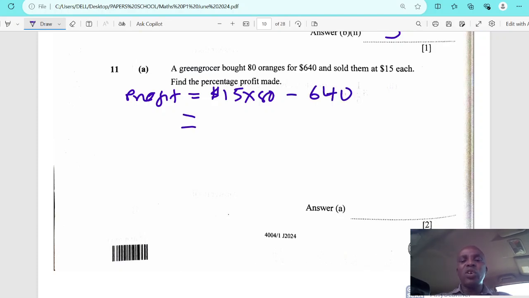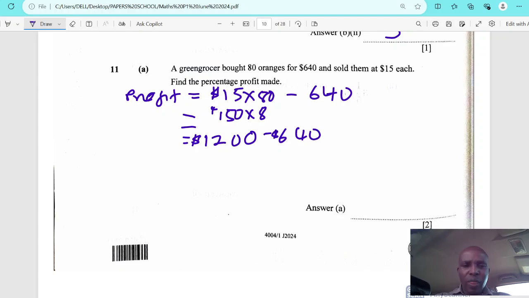Let's multiply this one, find the profit first. This is the same as 150 times 8. So it will be 8 times 0, 0. You can take that 0 and put it on the 15, so that you can simplify things better. 8 times 0, 0. 8 times 5, it's 40, 0 carry 4. 8 times 4 is 32, plus 4 is 36. So 1,200 minus 640.